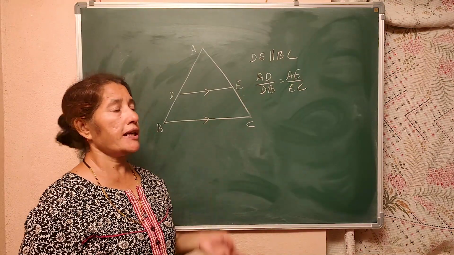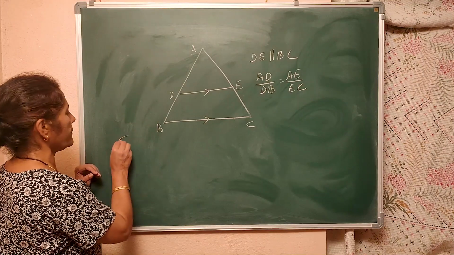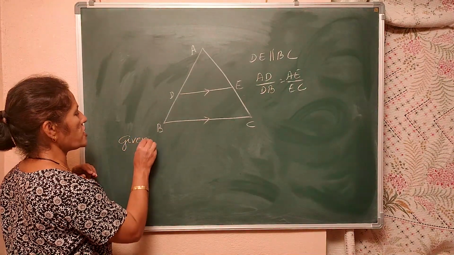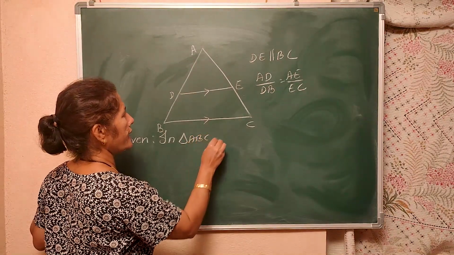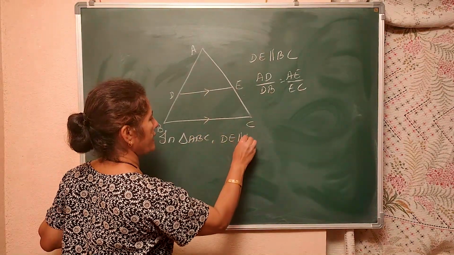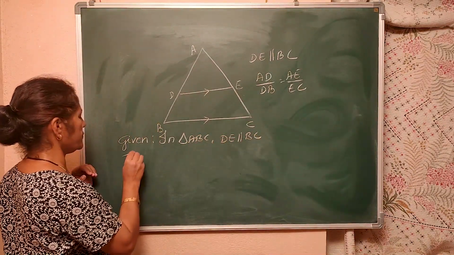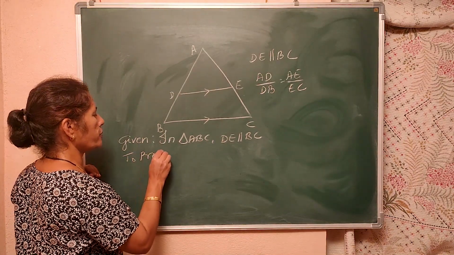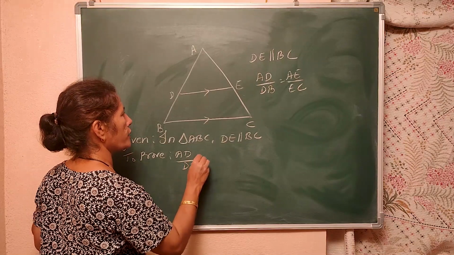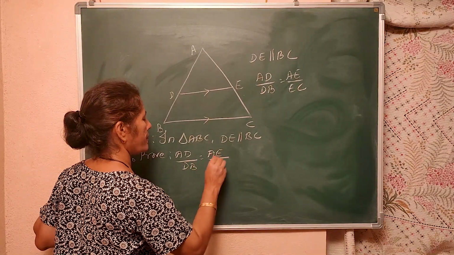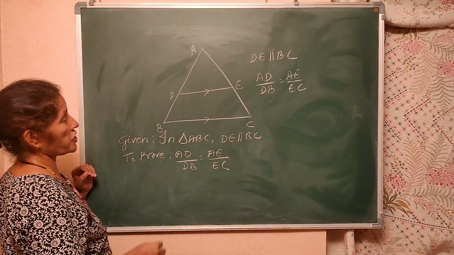How to prove it? You have to write down given. What is given? In triangle ABC, DE is parallel to BC. To prove, what to prove? AD by DB is equal to AE by EC. Now there is a construction.